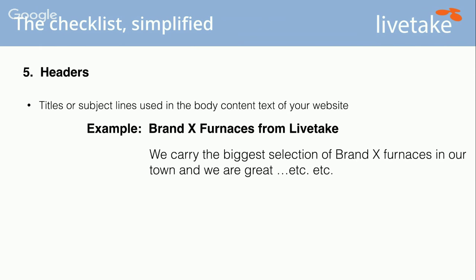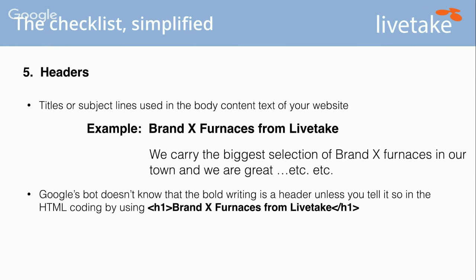So that's what it would look like. Brand X Furnaces from LiveTake. This is what we would see in the content of this fake website we're talking about, and say something like, we carry the biggest selection of Brand X furnaces in our town, and we're great, et cetera, et cetera. So Google's bot, this is the challenge. Google's bot doesn't know that that bold writing is a header unless you tell it so by using HTML coding, and you need to use these little tags called H tags, and you see this is H1. You get the biggest check mark for that, and that's what tells Google that this is a header.